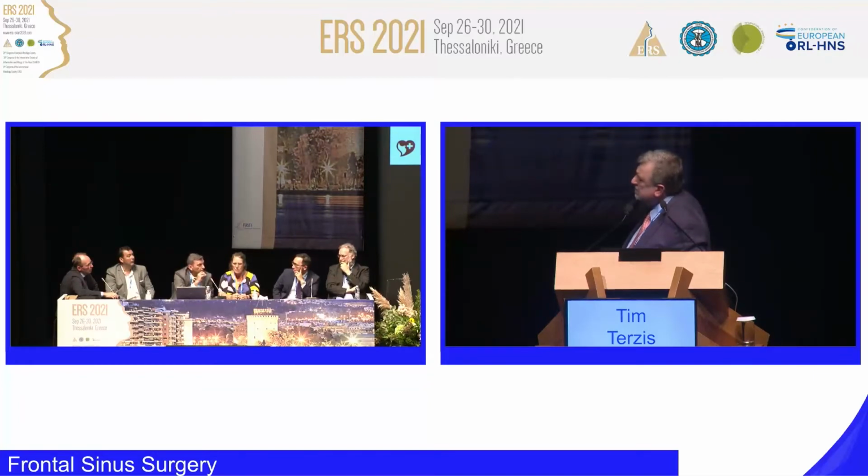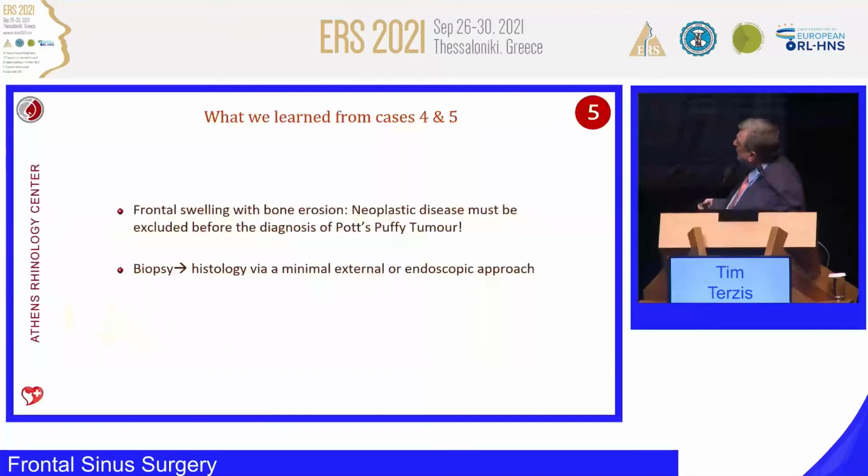worst for our patients. As you see on the slide here, a Pott's puffy tumor is not a very common diagnosis. So in every case where we have some swelling with bone erosion, frontal swelling, we must exclude malignancy before we call it a Pott's puffy tumor. And we need histology for that, so biopsy is mandatory.